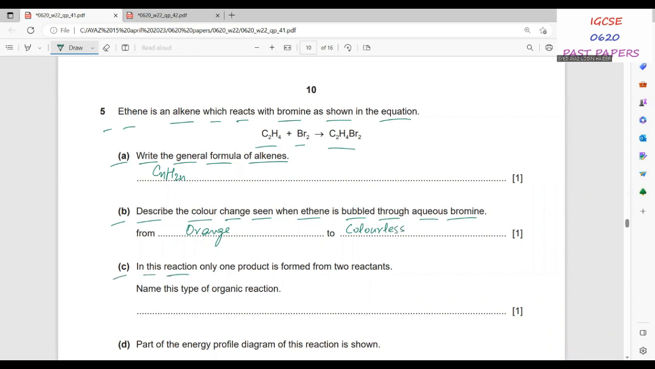C, in this reaction, only one product is formed from 2 reactants. Name this type of organic reaction. We call it addition reaction.